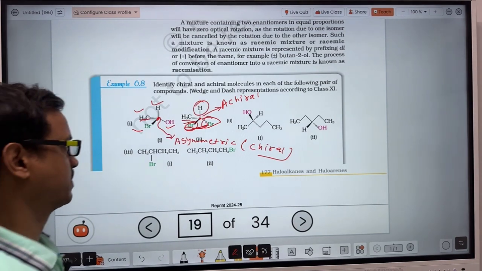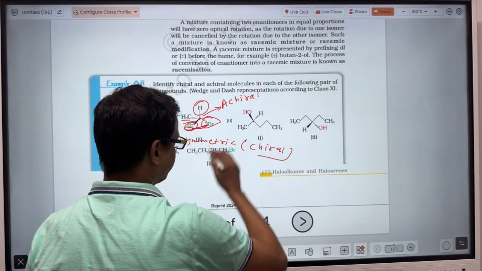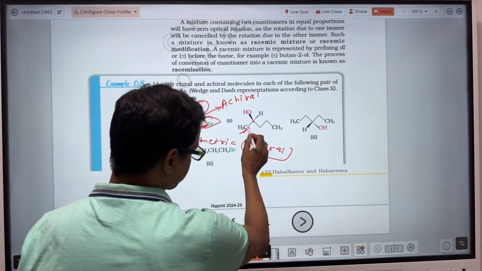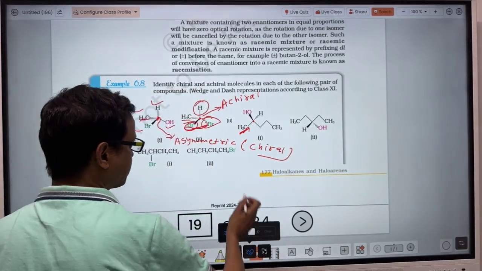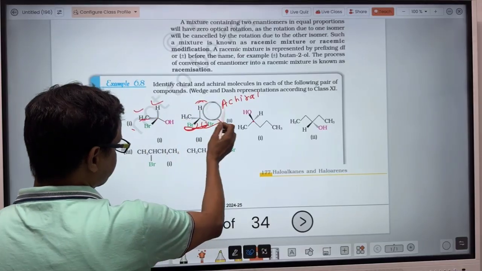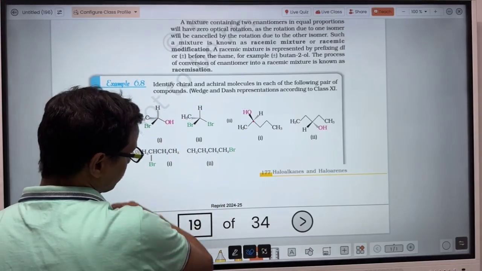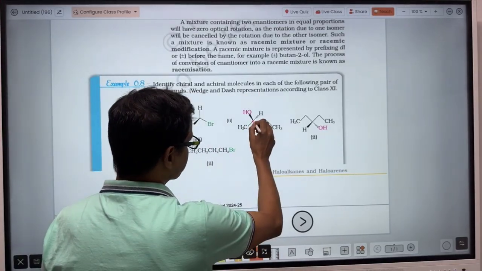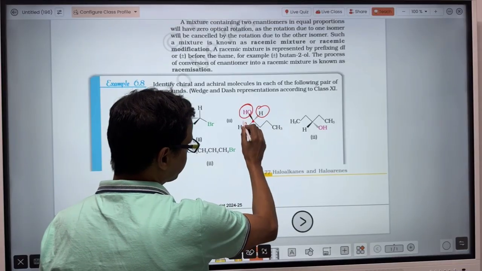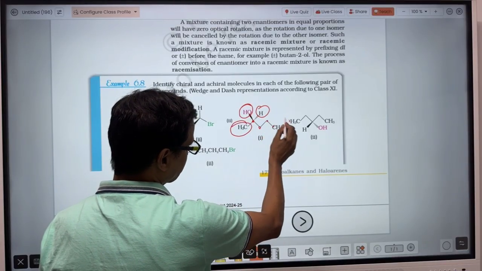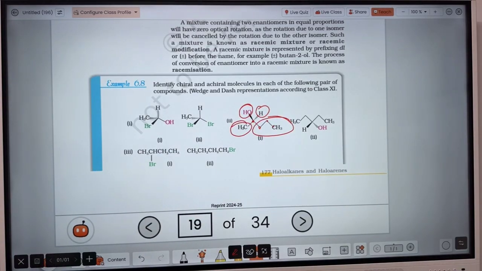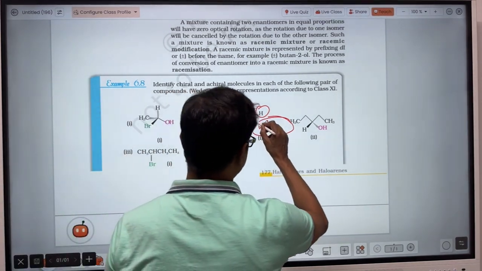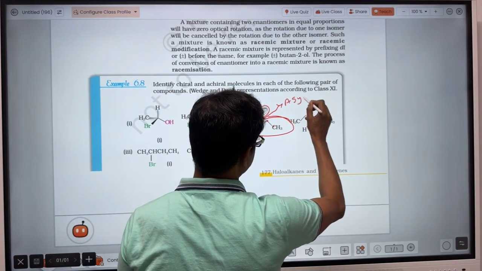Now watch out about this compound. This methyl is not asymmetric because the 3 hydrogens attached to it are the same. Now let's see about this carbon. Here OH, here hydrogen, there methyl, and here is propyl. So this carbon is bonded with OH, methyl, hydrogen and propyl. So this carbon is asymmetric.